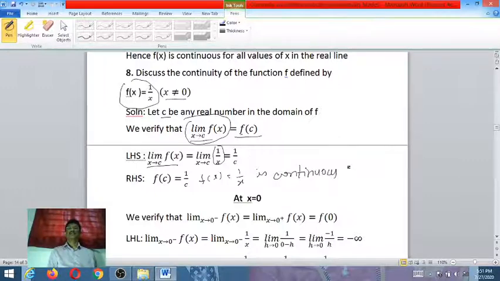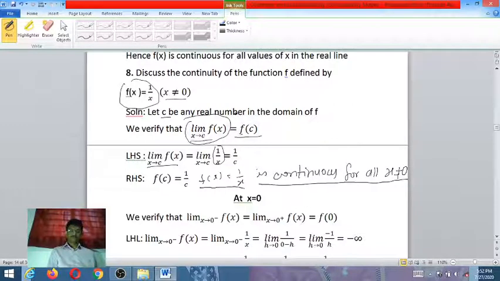Continuous for all x not equal to 0. That is very important. Remember, finally we have to write f of x equals 1 by x is continuous for all x not equal to 0. Now look at here. This is an important one. What happens when x is equal to 0?